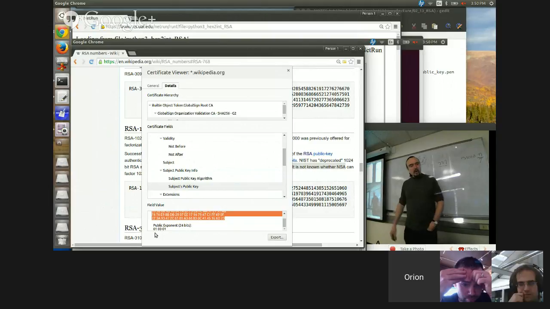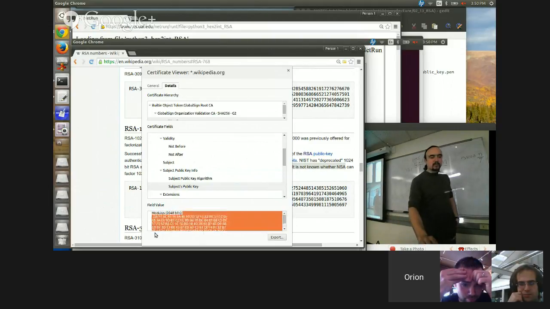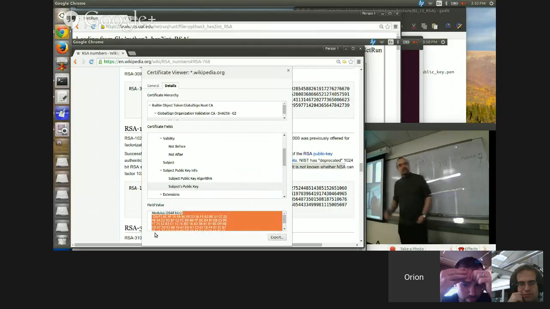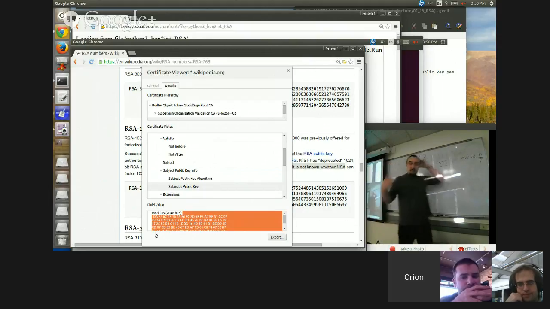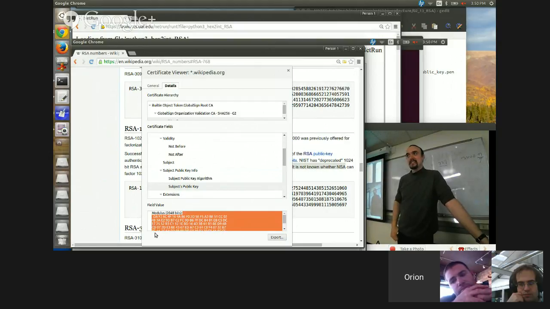So that's the exponent. What is the D? The D is derived from this N somehow. If we could factor N, we could come up with the D. I don't know what the D is. Where is the D? It's on the Wikipedia server. And the Wikipedia server can now decrypt messages I send to it, and only the Wikipedia server can, or somebody that's snuck in and copied it.